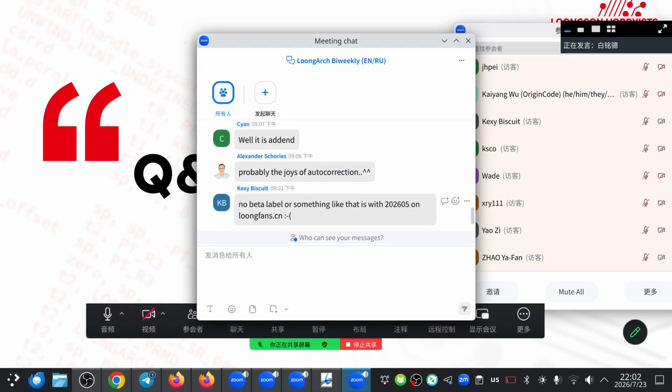Typo. Yeah, no beta label for the 2026-05 firmware. That would have been a mistake. We will fix that as soon as possible. Do we have any question for the presentation or for anything that was presented today?